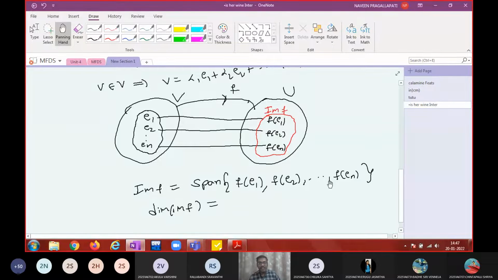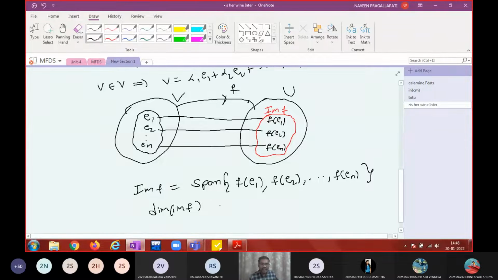You cannot say always equal to n, because it will be equal to n only if these elements are linearly independent. We know E1, E2, En are linearly independent. That does not mean that their images are also linearly independent. Do you agree? The set of elements spans the space. Therefore, the space will have dimension less than or equal to n.